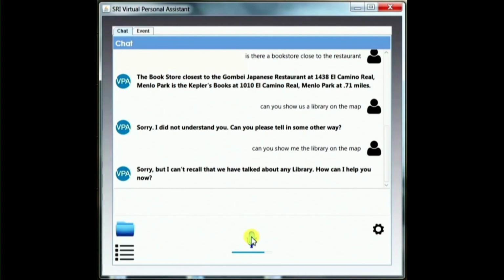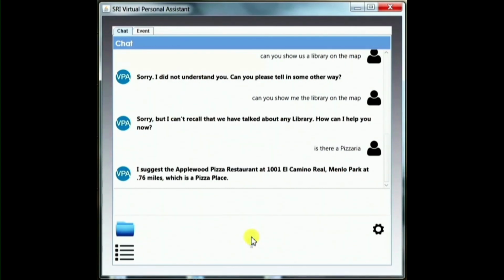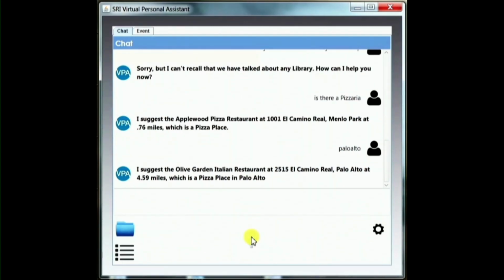Is there a pizzeria? I suggest the Applewood Pizza Restaurant at 1001 El Camino Real, Menlo Park at 76 miles, which is a pizza place. Palo Alto. I suggest the Olive Garden Italian Restaurant at 2515 El Camino Real, Palo Alto at 459 miles, which is a pizza place in Palo Alto.